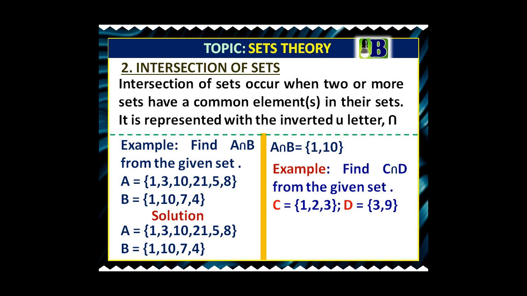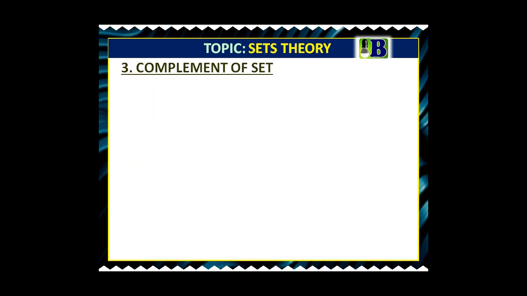We are still going to repeat another example so that you can understand it very well, because this is where the mathematical aspect of sets begins. Please pay close attention to it. I'm not trying to rush it. I'm going to make it very easy for us to understand. The next example is: find C intersection D from the given sets. Set C is equal to 1, 2, 3, and set D is equal to 3 and 9. If you check very well, there is a common element, which is 3. So C intersection D is equal to 3. That is the way we calculate the intersection of sets.